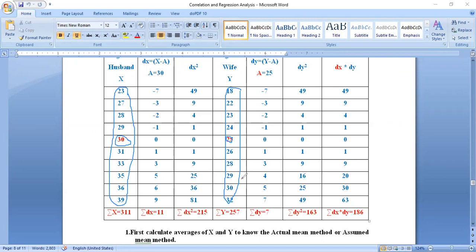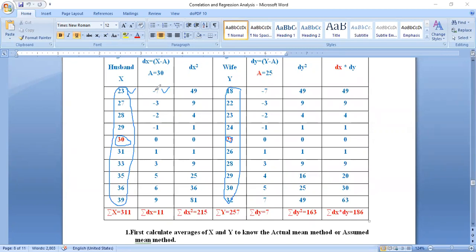So instead of writing x, I am writing dx is equal to x minus a. A stands for the assumed mean, that is 30. 23 minus 30 is minus 7. Then 27 minus 30 is minus 3. 28 minus 30 is minus 2. 29 minus 30 is minus 1. 30 minus 30 is 0. The same procedure applies for the remaining variables also.